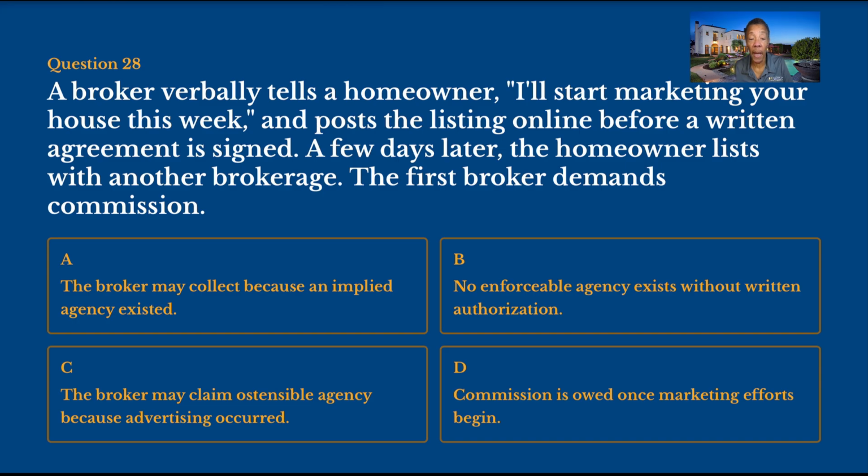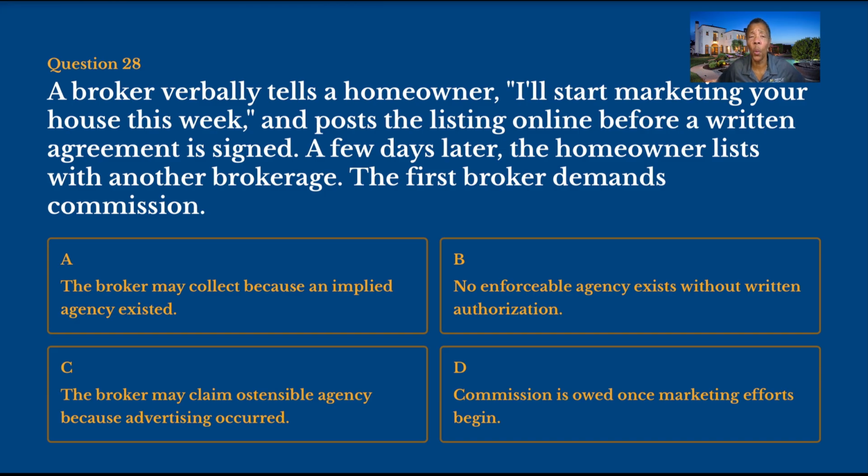C, the broker may claim ostensible agency because advertising occurred. And D, commission is owed once marketing efforts begin. Well, hopefully you know that C and D are definitively wrong. This is not an ostensible agency. Again, ostensible agency is when you lead a third party to believe you're representing them and you're not. D says commission is owed once the marketing efforts begin. That is not true. You know you have to bring a ready, willing, and able buyer.